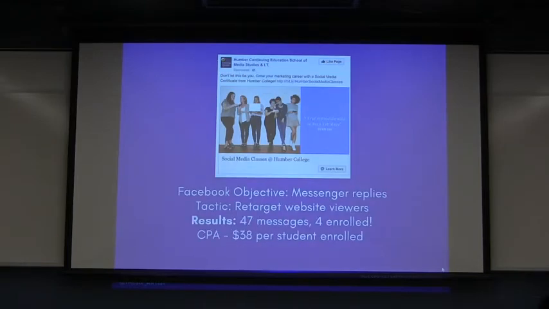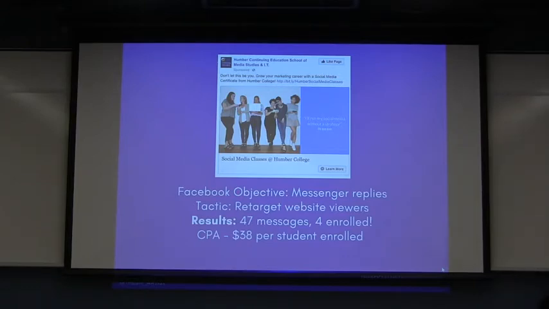So the results were really good. My tactic was to retarget my website viewers. On the website, there were different pages. One was for the social media certificate, so I put in more money for people who have been on that page specifically, but I also targeted people who have been on the Humber website as well.